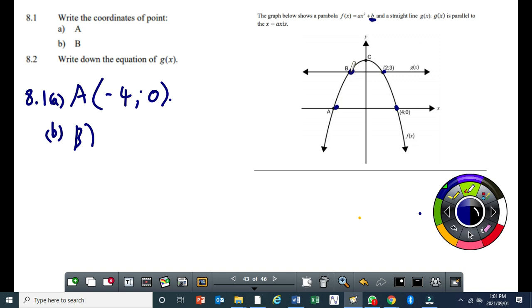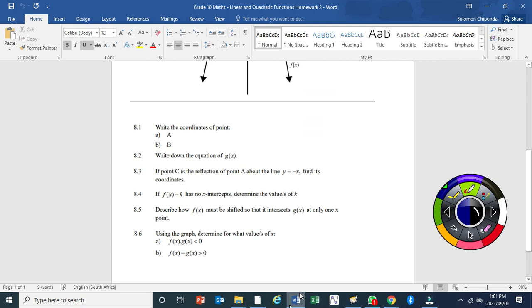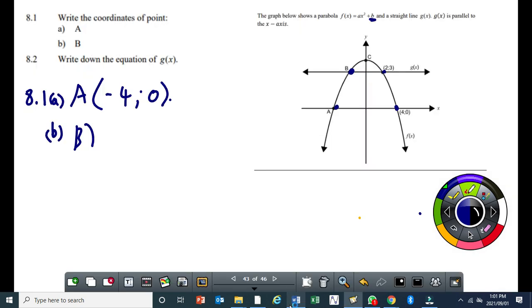Now, if you want to find the coordinates of B, you may have to do a calculation, because the value of y here is going to be 3, but we don't know the value of x. So we need to determine the value of x there. Okay, so just give me a second. I just want to recalibrate.